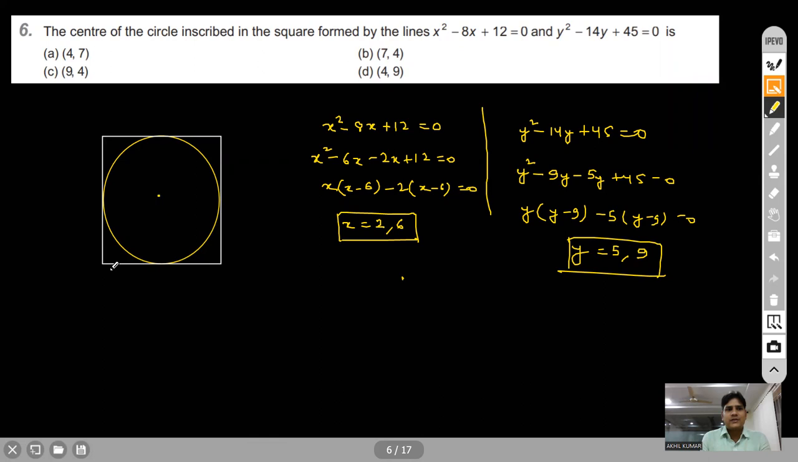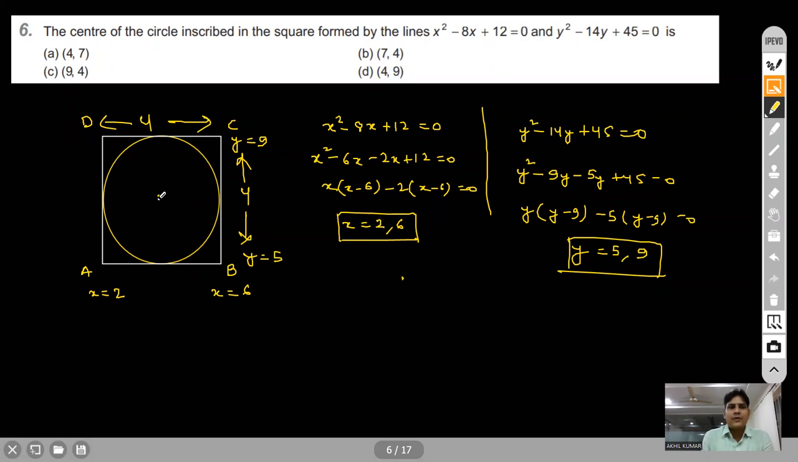So basically, if you see, let me name this square as A, B, C and D. So this AD line will be basically x equal to 2, right? And this CD line will be x equal to 6. Okay, this is x equal to 2 and this is x equal to 6. And what will be this AB line? This AB line will be basically y equal to 5. And this DC line will be y equal to 9. So what will be the length of the sides of the square? It will be 4. This will also be 4, this will also be 4, and this will also be 4.